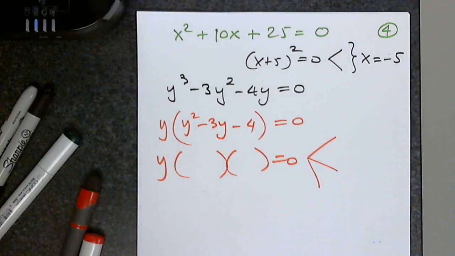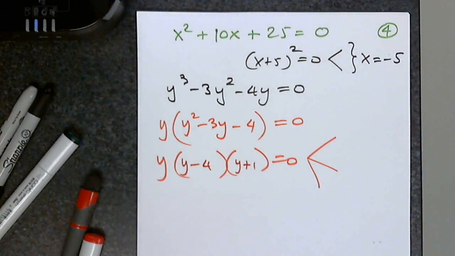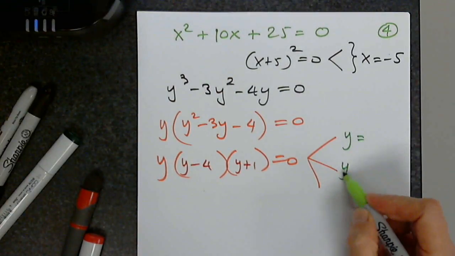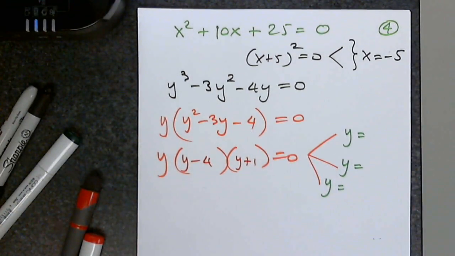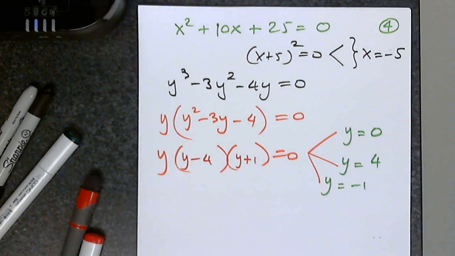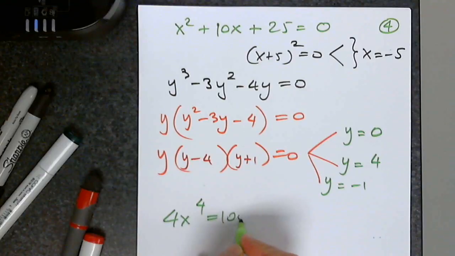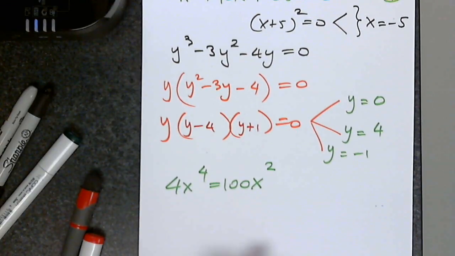How do I factor y squared minus 3y minus 4? Y minus 4, y plus 1. Indeed. Y minus 4, y plus 1. And now we need 3 options. Y equals 0, 4, and then, do we all agree with 0, 4, and negative 1? Everyone? Perfect. 4. X to the 4th equals 100x squared.